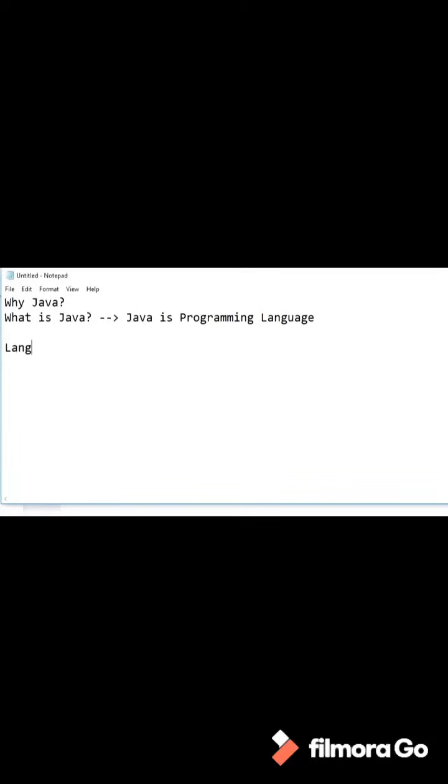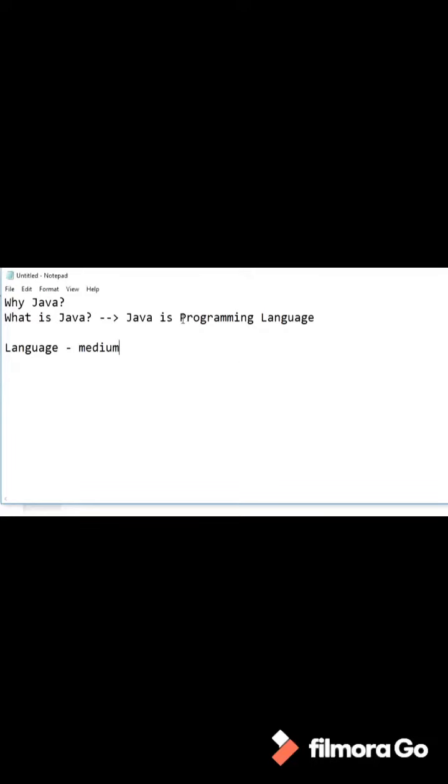A language stands for a medium. Medium means what? By which we can communicate with each other, right? So it's a language by which you can communicate with your machines, with a dumb terminal, with a hardware, so that these machines understand what you are saying. You're providing some instructions to the machines, isn't it?